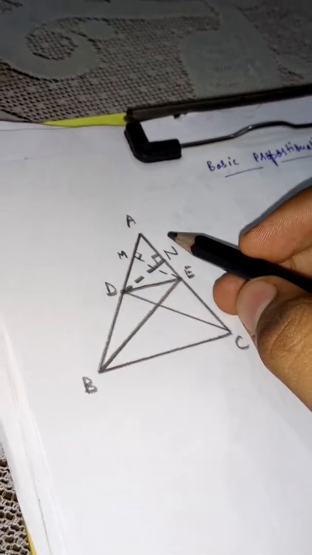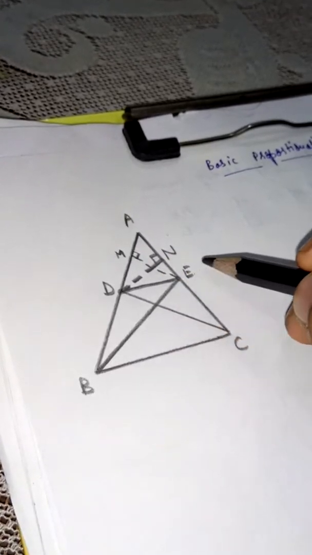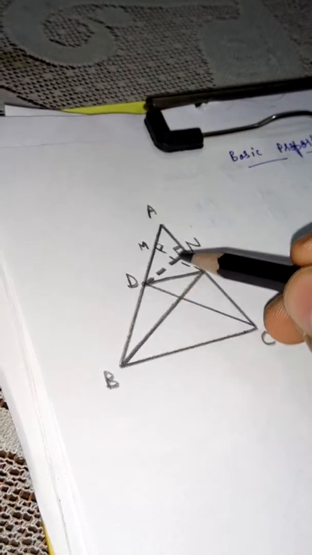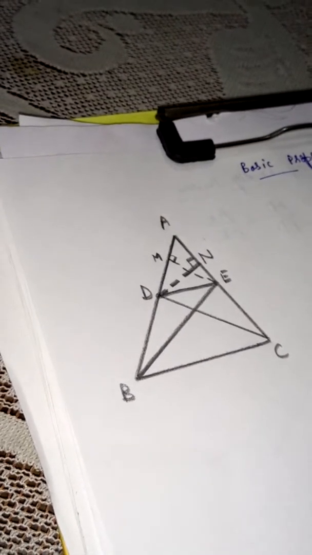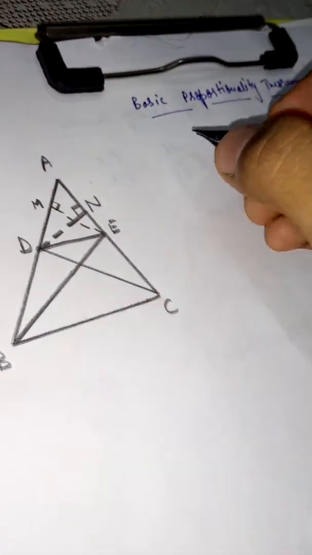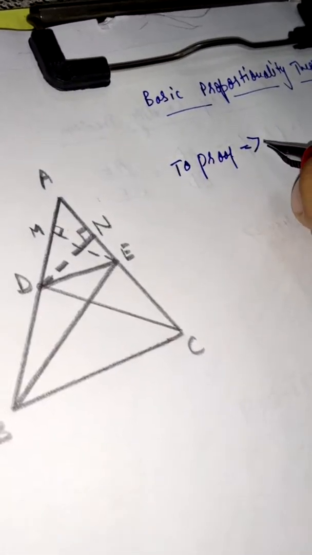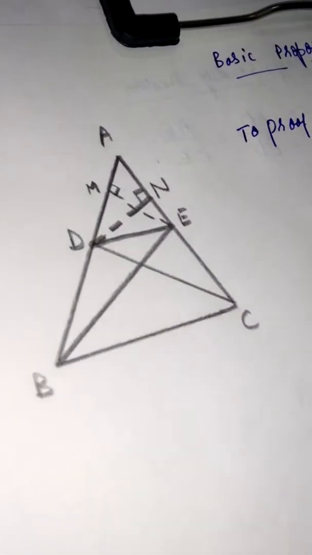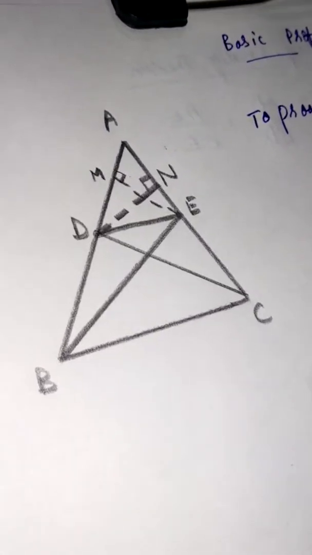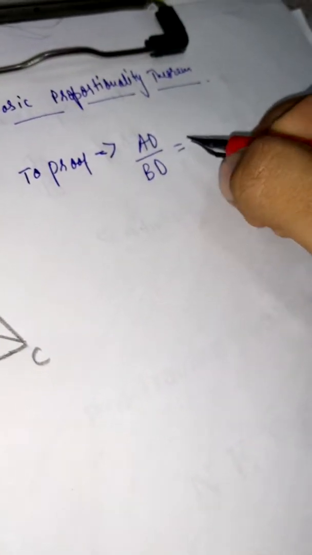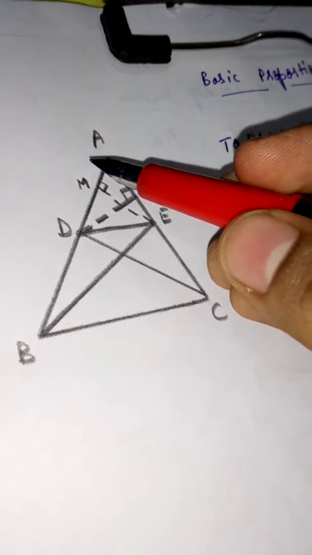I am taking these altitudes because, as we know, if any two triangles have any side in common, then we can use one altitude as common for both the triangles. So let's start. We have to prove that AD upon BD is equal to AE upon CE.